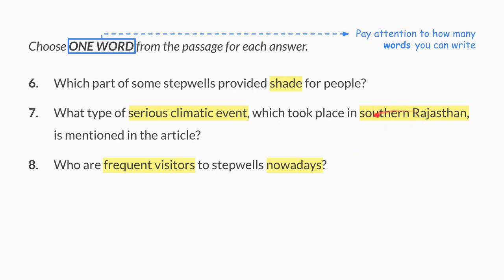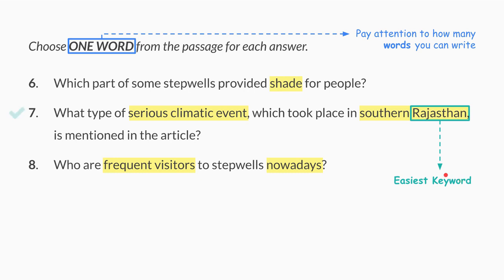If you guessed southern Rajasthan, then you are correct. This is a proper noun. This is the name of a place in India, and the letter R is capitalized. So since this is the name of a location and the letter R is capitalized, since this is a proper noun, this is going to be very easy for us to find. So question number 7 is the easiest question since it has the easiest keyword.